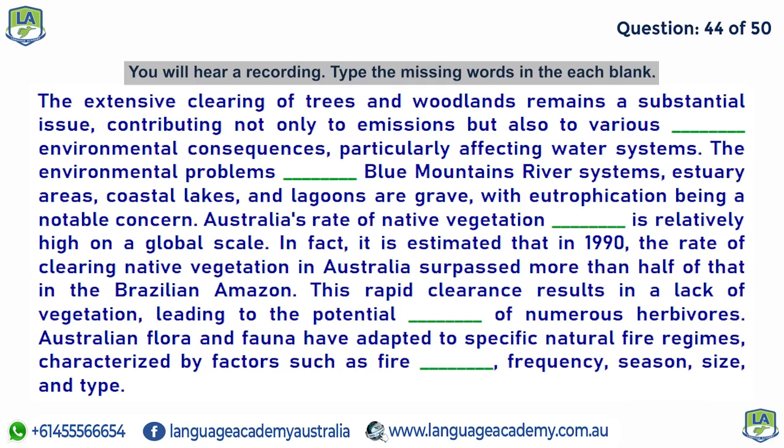In fact, it is estimated that in 1990, the rate of clearing native vegetation in Australia surpassed more than half of that in the Brazilian Amazon. This rapid clearance results in a lack of vegetation, leading to the potential extinction of numerous herbivores. Australian flora and fauna have adapted to specific natural fire regimes, characterized by factors such as fire intensity, frequency, season, size, and type.